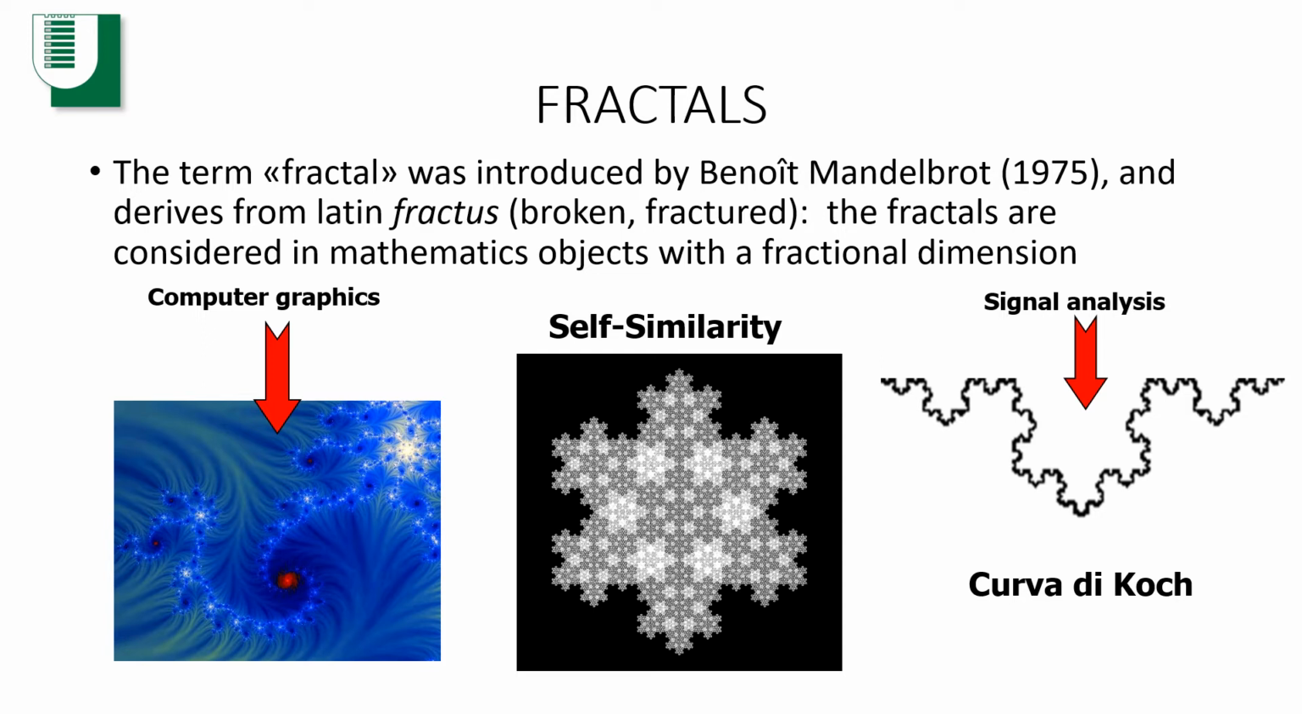In particular, it is possible to introduce the self-similarity property. A self-similar object is exactly or approximately similar to a part of itself, independently from the scale. Many objects in the real world are statistically self-similar. Parts of them show the same features at many scales. Self-similarity is a typical property of fractals.